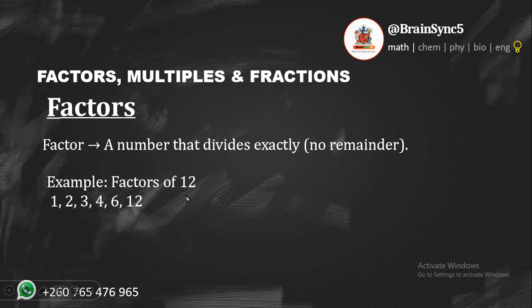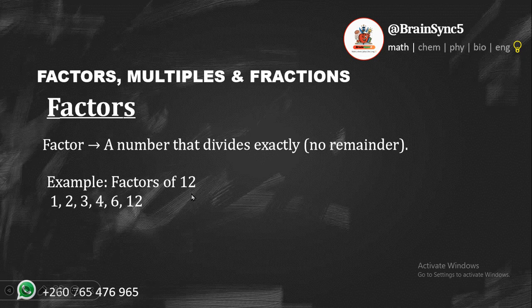1 can go into 12 without leaving a remainder. 2 can go into 12 without leaving a remainder. 3 can, 4 can, 6 can, and 12 itself can go into 12 without leaving a remainder. So when we talk about factors, we just mean numbers that can go into a specific number without leaving a remainder. You understand it?